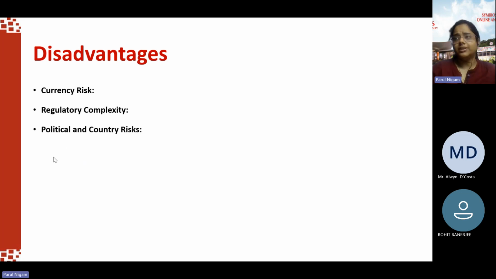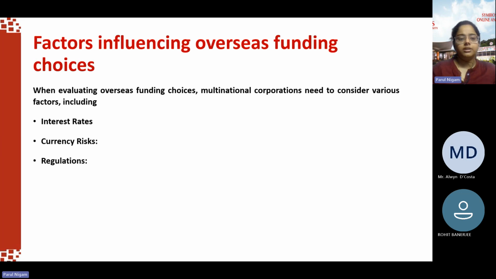So while we can say, to conclude, that overseas funding provides access to cheaper capital, global markets, and diversification benefits, businesses must be very careful. They should assess all the risks properly: exchange rates, regulations, debt burden, and foreign investor influence. A balanced funding approach is very essential to maximize benefits while mitigating the risks associated with foreign funding.